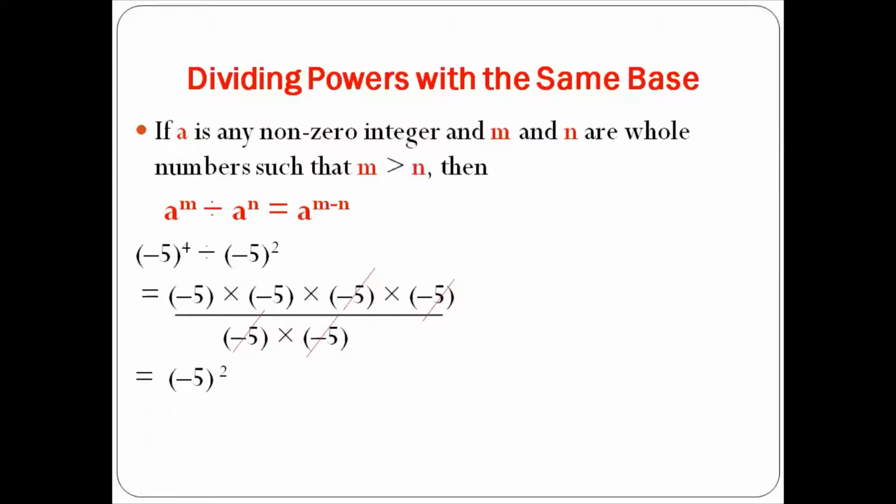Now if we have to apply the law of exponent, then how will we do it? It's very simple. We will simply write minus 5 as the base and we'll subtract the exponents. So here minus 5 is the base and here 4 is the exponent, and in the other term 2 is the exponent. So 4 minus 2. So minus 5 raised to the power of 2 is the answer.